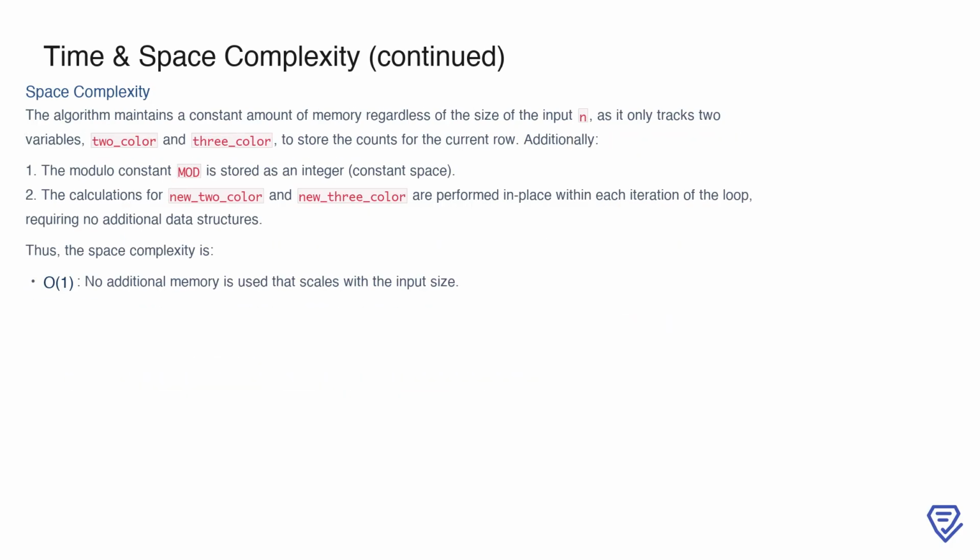Now, let's consider the space complexity of the solution. The algorithm uses a fixed number of variables to store intermediate values, such as 2_color, 3_color, new_2_color, new_3_color, and the constant mod. Each of these variables occupies O(1) space, and the total number of variables does not depend on the size of n. Importantly, the algorithm does not require any additional data structures, such as arrays or matrices, to store intermediate results. This means the memory usage remains constant regardless of the size of the input. Therefore, the overall space complexity of the solution is O(1).